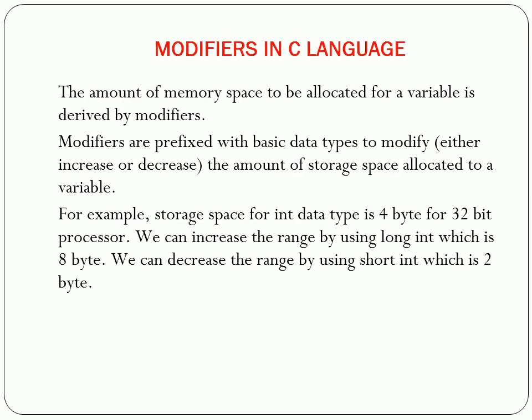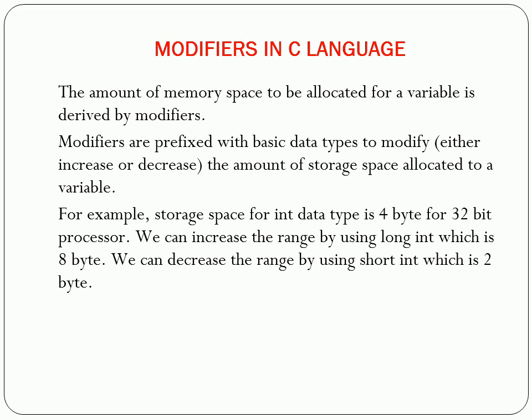In this slide, we are going to discuss modifiers in C language. In the C programming language, there are 5 modifiers available. They are short, long, signed, unsigned, long long. So these are the modifiers which help us to allocate the amount of memory space for each data type. Modifiers are prefixed with basic data types to modify the amount of storage space allocated to a variable.